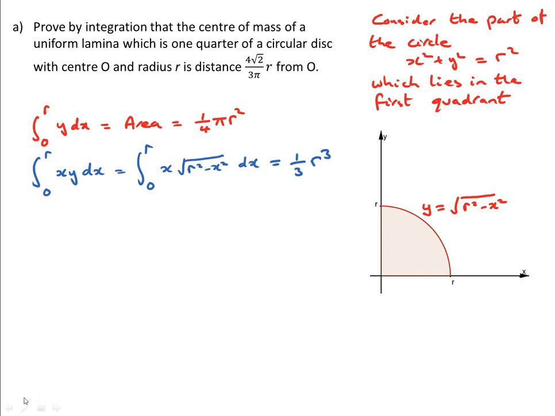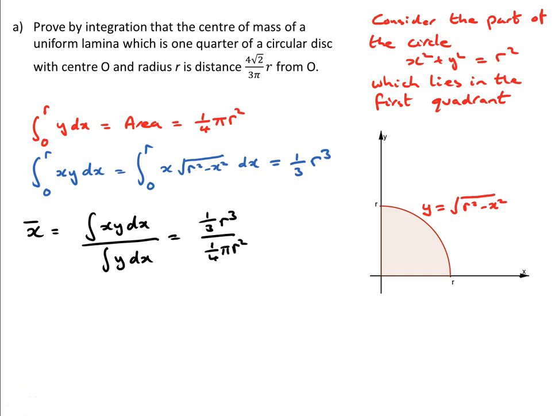So we've obtained the two integrals that we need in order to work out the x-coordinate of the centre of mass. The x-coordinate of the centre of mass is the integral of xy with respect to x divided by the integral of y with respect to x, which gives us 1/3 r cubed divided by 1/4 πr squared, which simplifies to 4r over 3π. So the x-coordinate of the centre of mass is 4r over 3π.